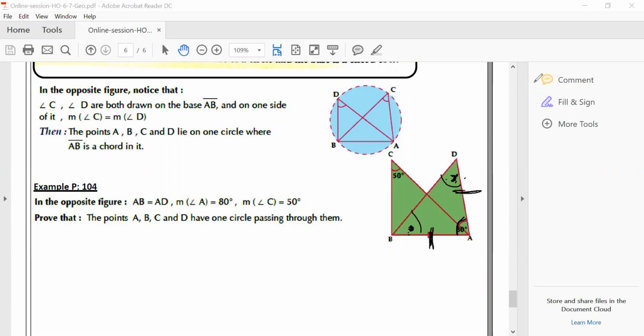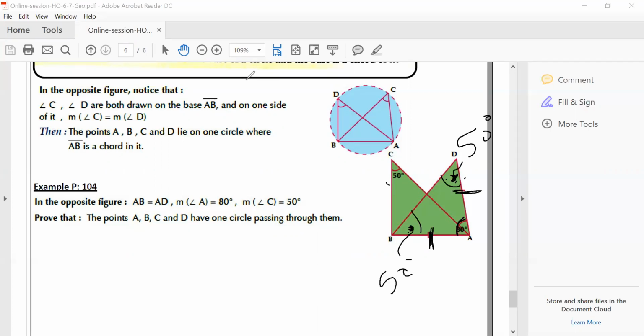Are you with me? Selma and Denise, are you with me? 180 minus 80 divided by 2. Yes, isosceles triangle. I have the vertex angle 80. I said that these two sides are equal, so the base angles are equal. 180 minus 80 divided by 2. So each angle of B and D will be 50. 180 minus 80 is 100, divided by 2 is 50. So this angle is 50 and this angle is 50.